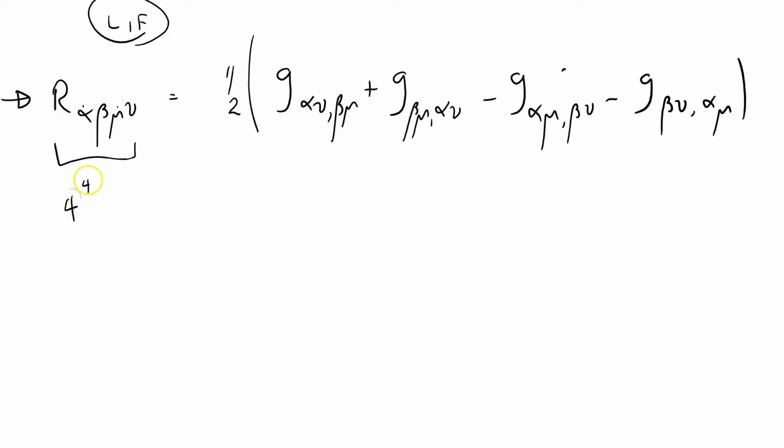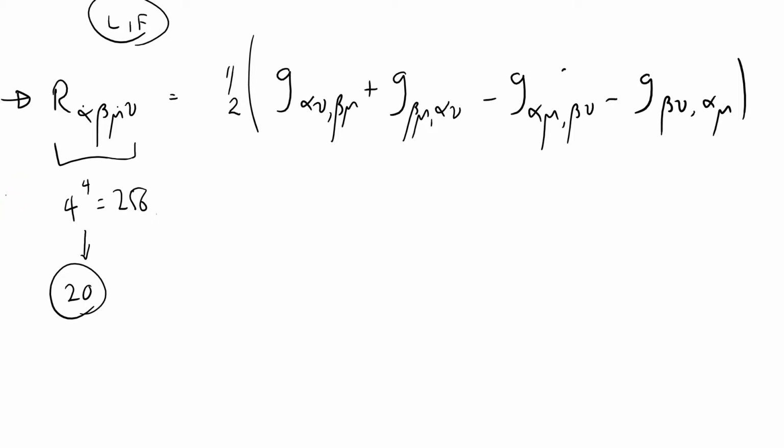It looks like it's got 4 to the power 4 equals 256 components, because each one of these indices can range across 0, 1, 2, 3. Because of the symmetry relations, it turns out that there's only 20 independent numbers available here. But that's still quite a lot to deal with.